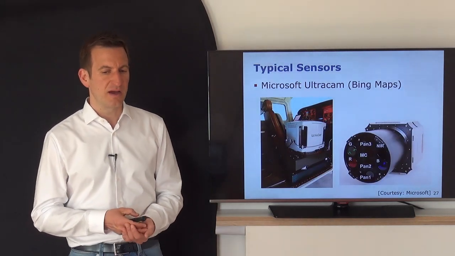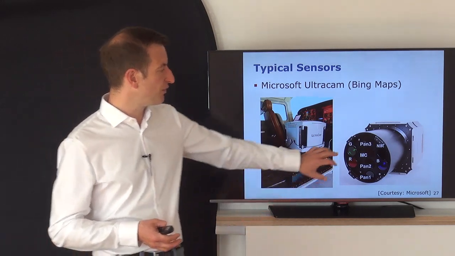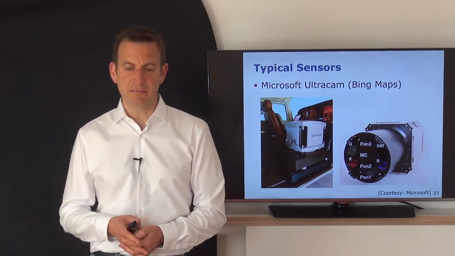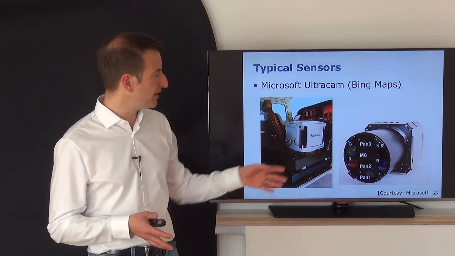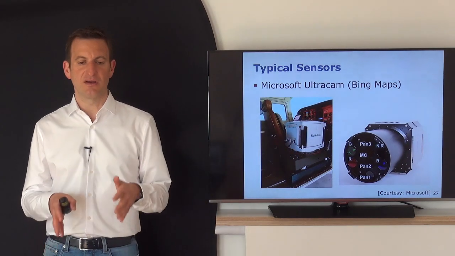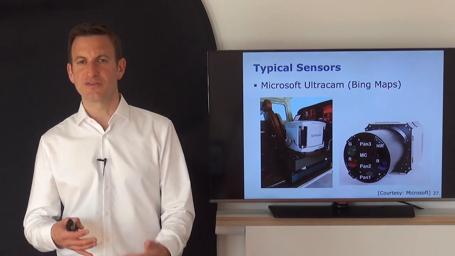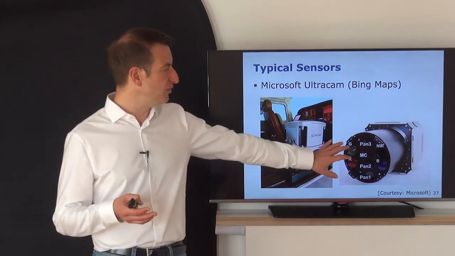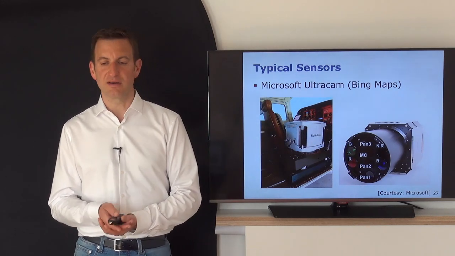Another sensor is, for example, this very large camera, also using different bands. It's the Microsoft UltraCam used to build Bing Maps or parts of Bing Maps, which is basically an aerial camera that sits in an airplane and takes images from a near nadir view looking downwards at the Earth. So if you use, for example, Bing Maps, they have been created using also this camera data.